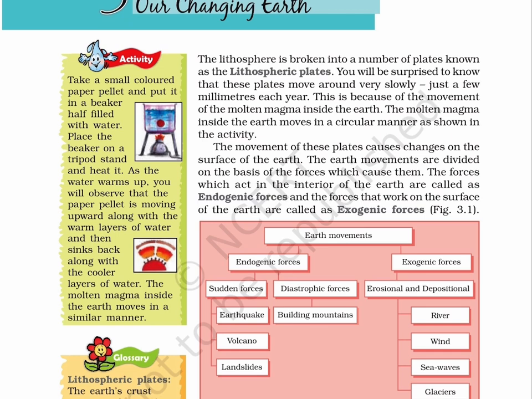Take a small colored paper pellet and put it in a beaker half filled with water. Place the beaker on a tripod stand and heat it. As the water warms up, you will observe that the paper pellet is moving upward along with the warm layers of water and then sinks back along with the cooler layers of water. The molten magma inside the Earth moves in a similar manner.